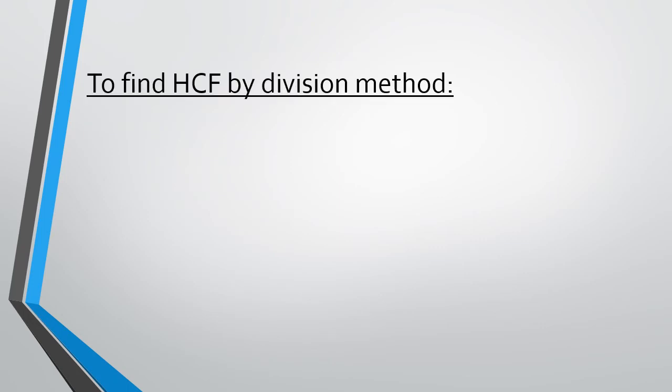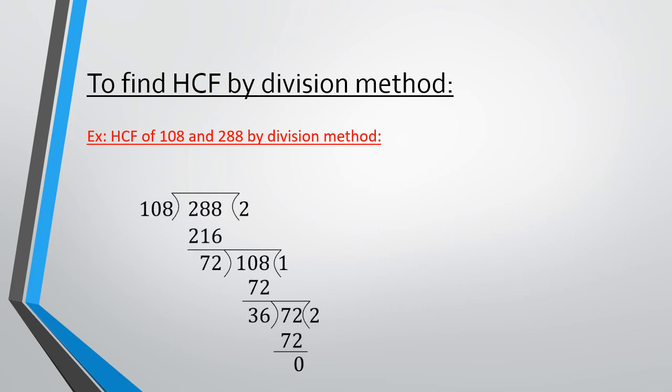Now we are going to learn to find the highest common factor by the division method, children. Now I'll show you an example. We are going to find the HCF of 108 and 288. Look very carefully at what we are going to do here. Two numbers are given. I am going to take the bigger number among the two and keep it as my dividend, that is the number which I am going to divide. And the other number, which is smaller, will become my divisor. So here 288 is my dividend.